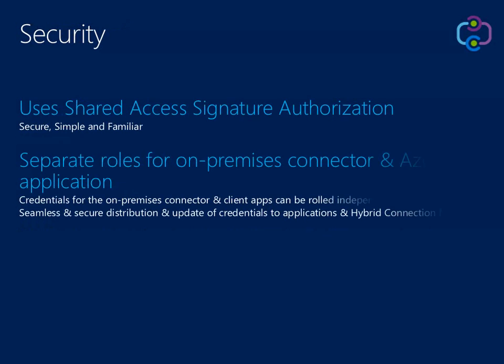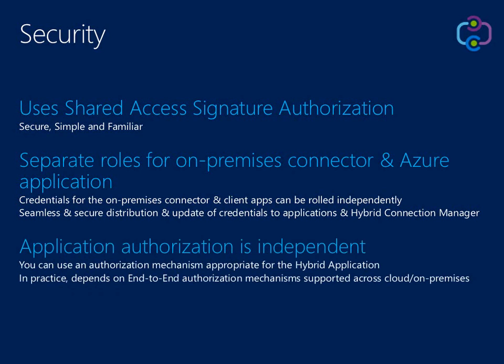authorization. You've also seen that there are separate credentials for the Azure application and the on-premises connector, allowing these to be controlled independently. Just be aware that any application-level authorization is the responsibility of, well, your applications. Hybrid connections work on the transport layer, so any authorization mechanisms, such as tokens or username password, should still work.